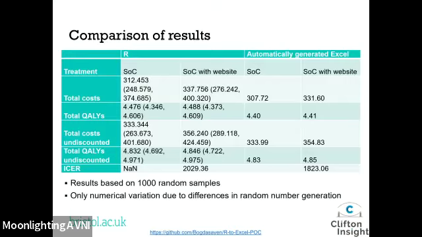And we can compare them. We did this using 1,000 samples. There's only numerical variation in terms of the difference between them because of different random sampling. So using this R model, we've automatically exported an Excel version, compared them, and they match.